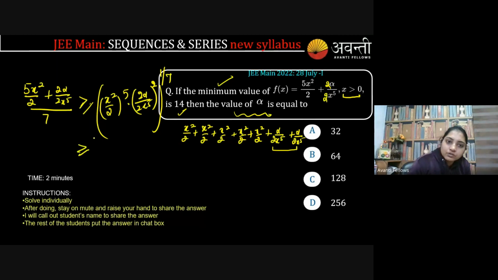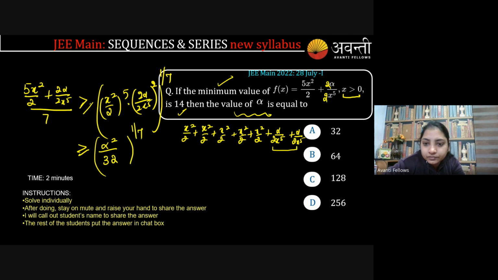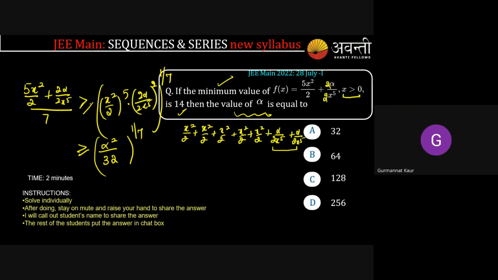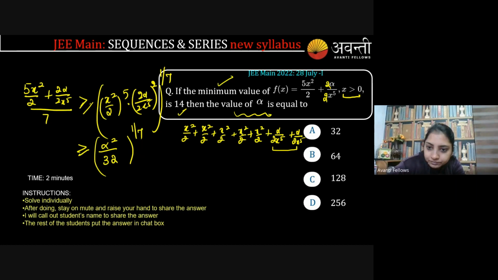So greater than or equal to, let's solve this. x raised to power 10 is cancelled. 2 and 2 cancel. So I'll be left with alpha raised to power 2 divided by 32, all raised to power 1 upon 7. Yes or no? Clear? Yes, ma'am. Anyone having any doubt?